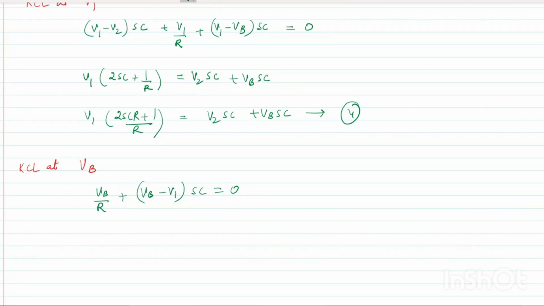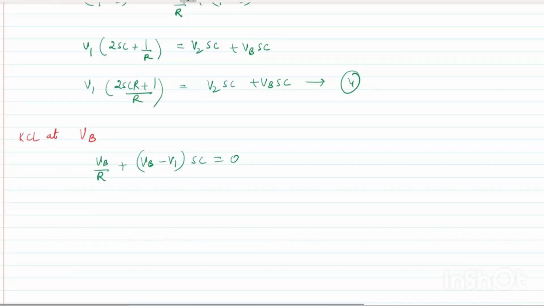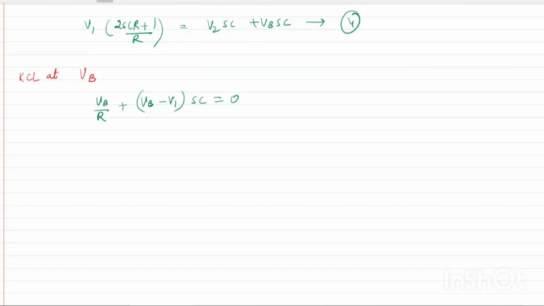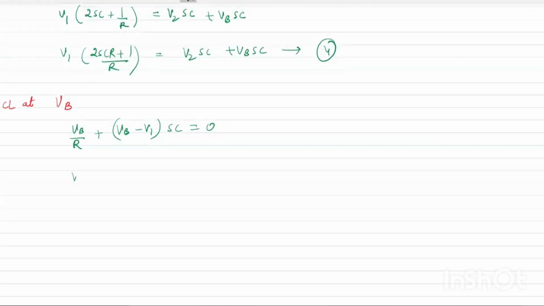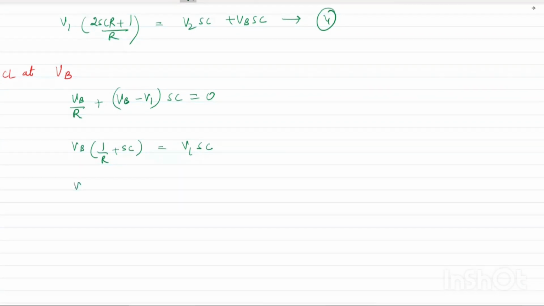Right? VB by R. Yes, what will be that? If I simplify it, it will be VB (1/R + SC) equals V1 SC. So VB (1 + SCR) upon R equals V1 SC. This is equation number 5.